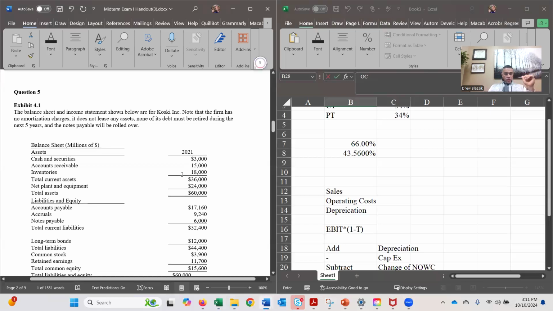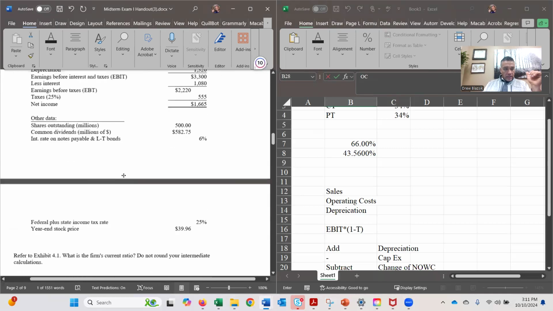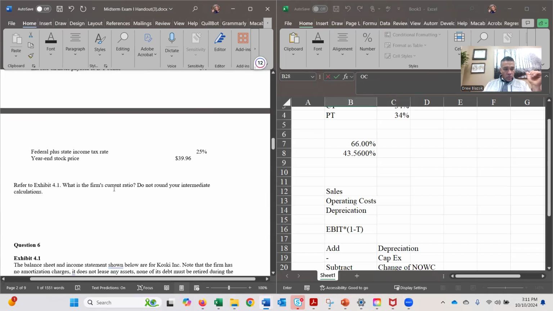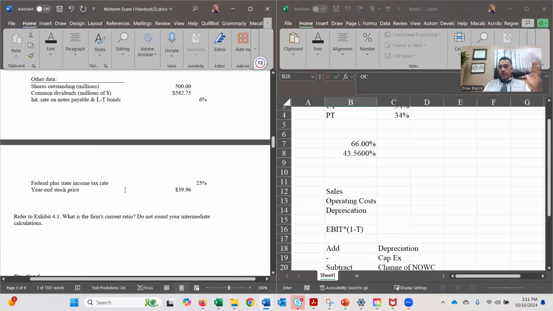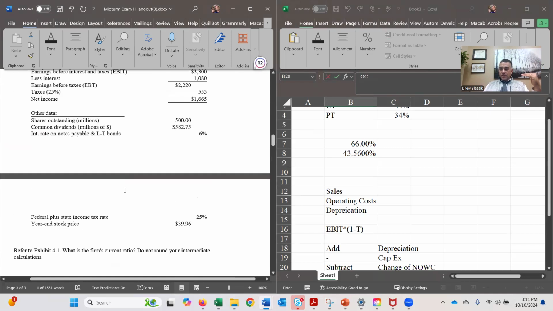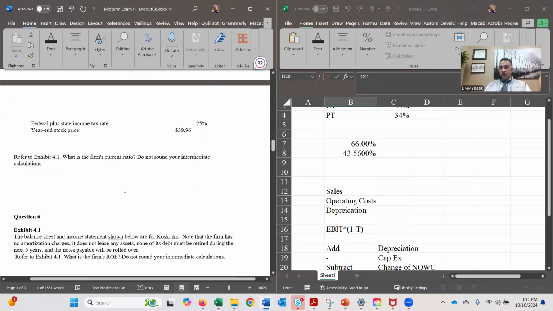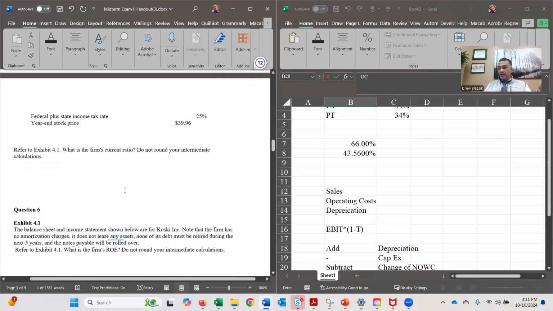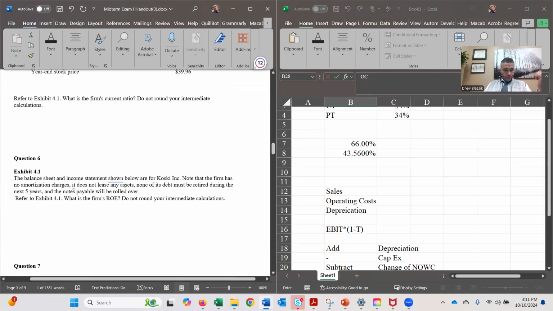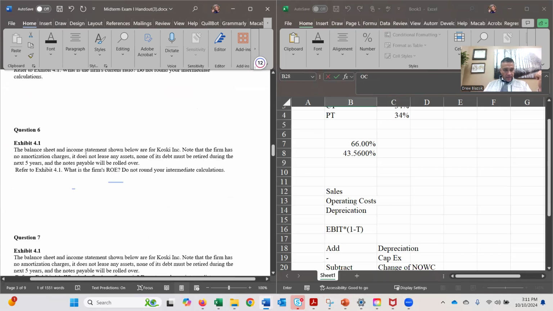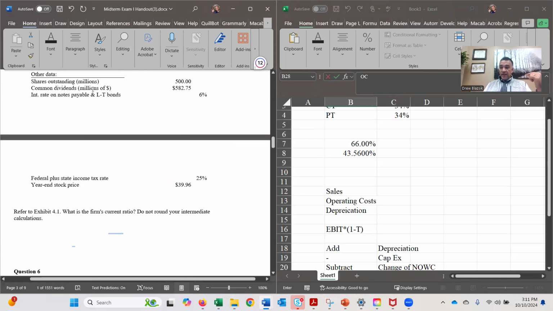The balance sheet. What is the firm's current ratio? So I'm not going to spend time on this. Look at the ratios. Current ratios real quick. It's just current assets divided by current liabilities added up. That's the ratio. So these next questions pertain to the same sheet. On the in-class exam, it will automatically pop up.